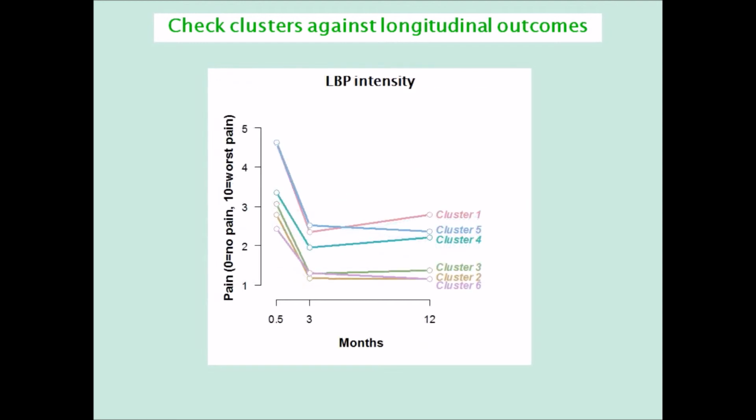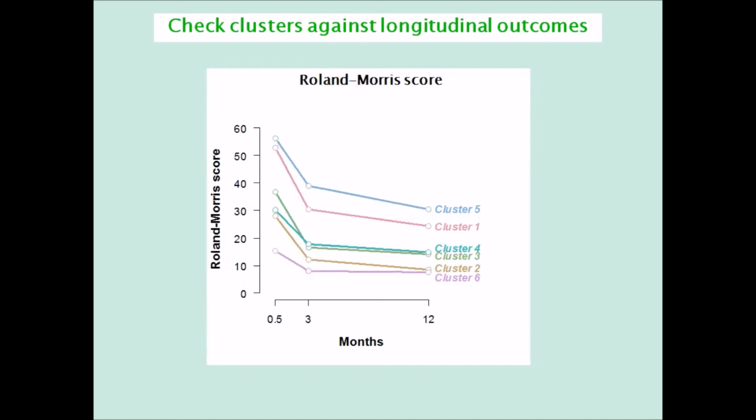This is seen similarly for lower back pain intensity, but the 12-month intensity values here are similar to the 3-month ones, and also for the Roland-Morris scores. The main point to note here is that the clusters are well separated on these outcomes.